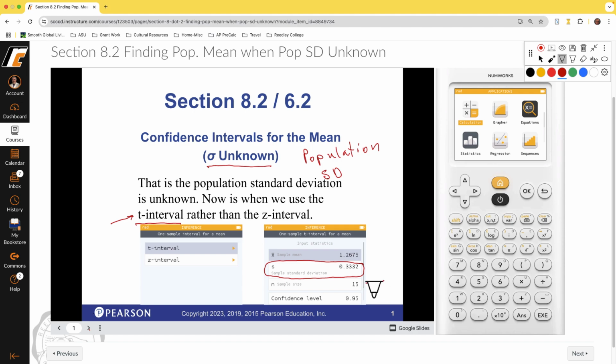We will be able to list the sample size. We still will use the sample mean. That was similar to what we were doing with the z interval. And the new part is instead of having the population standard deviation, we only have the sample standard deviation.